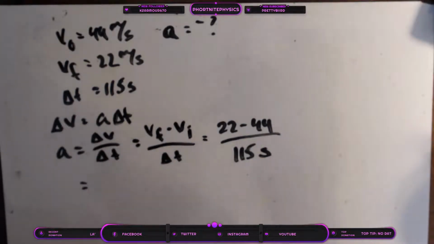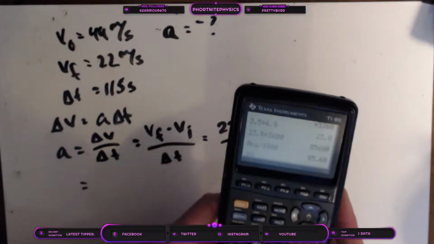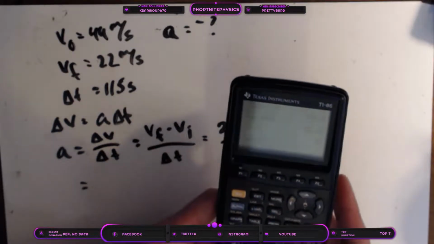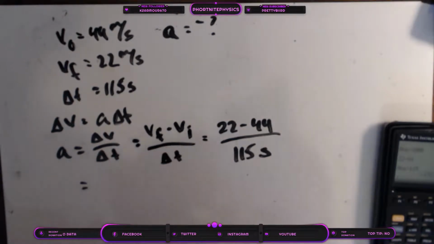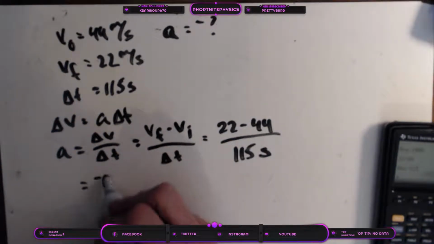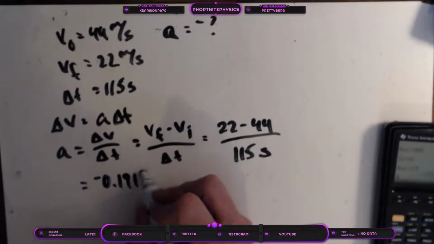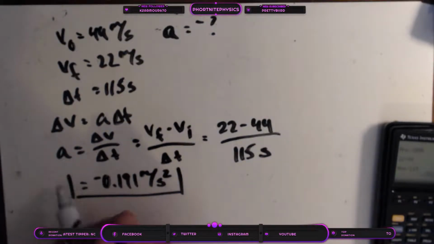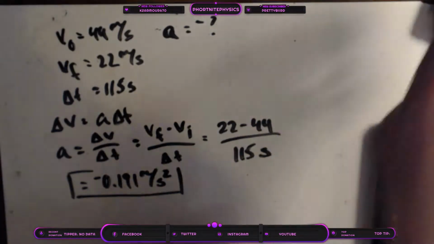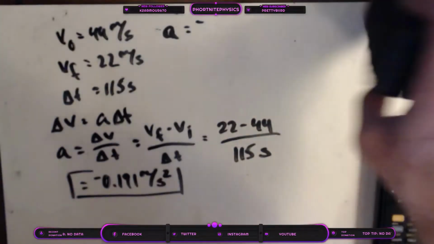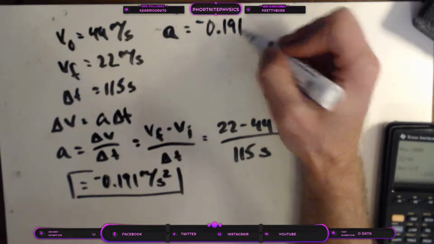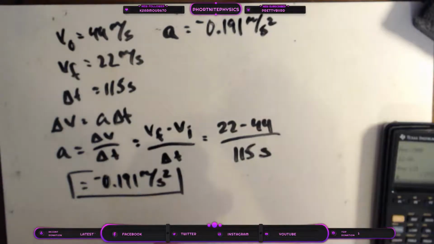Okay, and that gives us 22 minus 44 divided by 115, or negative 0.191 meters per second squared. That is our acceleration. Okay, let's go ahead and write that up. We expected it to be negative, and it turned out to be negative. So negative 0.191 meters per second squared. Okay?